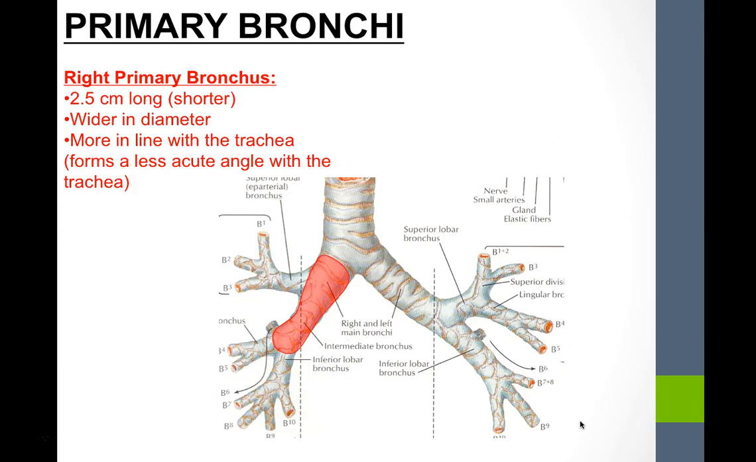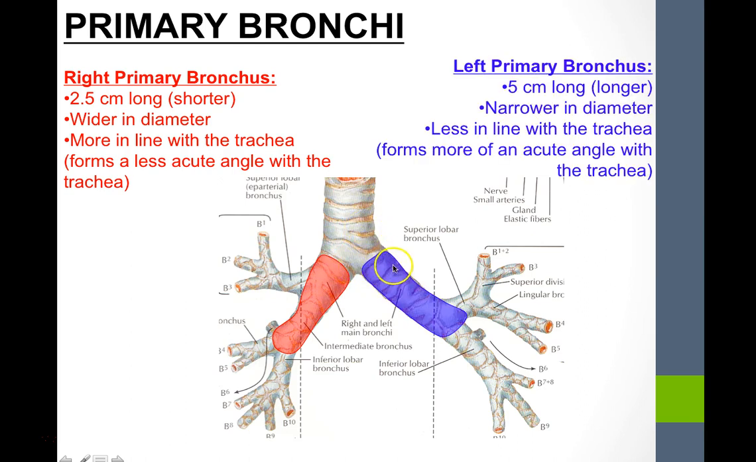So I wanted to give you a little bit more information about each of these bronchi. The right and left bronchi are actually just a bit different from one another. They're kind of like brother and sister. So the right primary bronchus is going to be much shorter compared to that of the left. It is 2.5 centimeters long, and it's also going to be wider in diameter and more in line with the trachea, so it forms a less acute angle with the trachea itself.